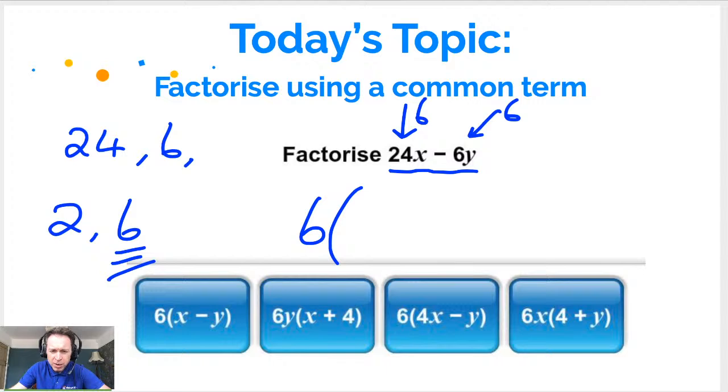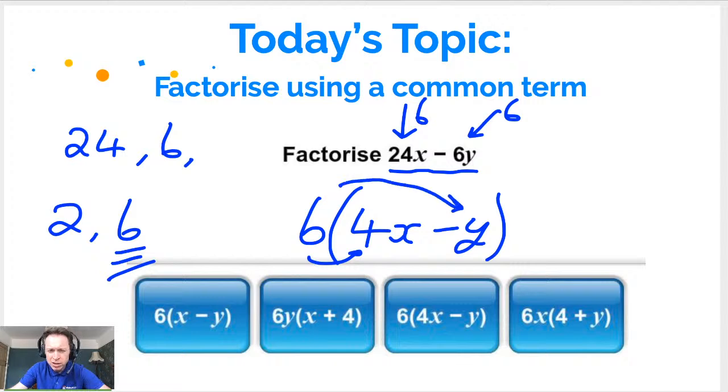Then I've got to think about what goes next. Well, I need to make 24, so I'll need to have 4 and the x so that it makes 24x when you times it out. Take away y. And if you times this out, that makes 6y, which is what I need. So now I have the right answer. I can see it's this option just here.